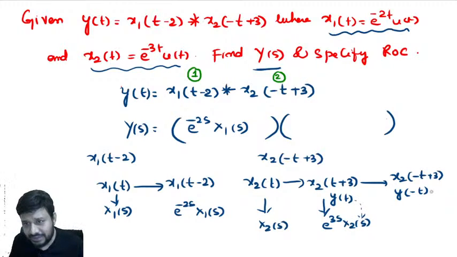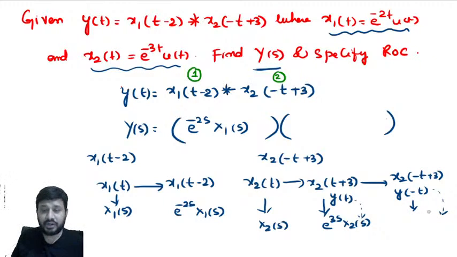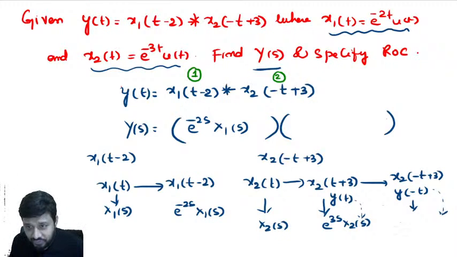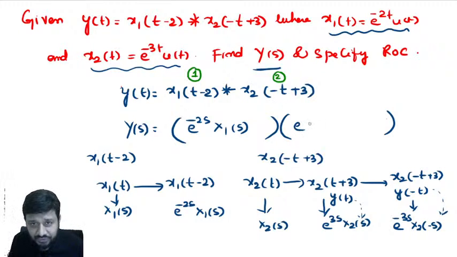Now I want the Laplace transform for y of minus t. Use the time reversal property. If you reverse in the time domain, you have to reverse in the s domain. So wherever you have s, replace with minus s. So e power minus 3s into X2 of minus s. So the Laplace transform for the second signal is e power minus 3s into X2 of minus s.